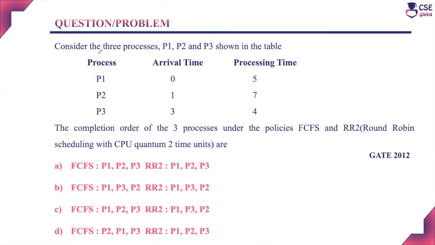The question is, consider three processes P1, P2 and P3 shown in the table. There are three processes with arrival time and the processing time, that is CPU burst time, given. The completion order of the three processes under the policies FCFS scheduling and round robin scheduling with the CPU time quantum 2 time units are given. So we need to solve the problem based on FCFS and round robin, and we need to identify the completion order of the process. And this problem was asked in GATE 2012.